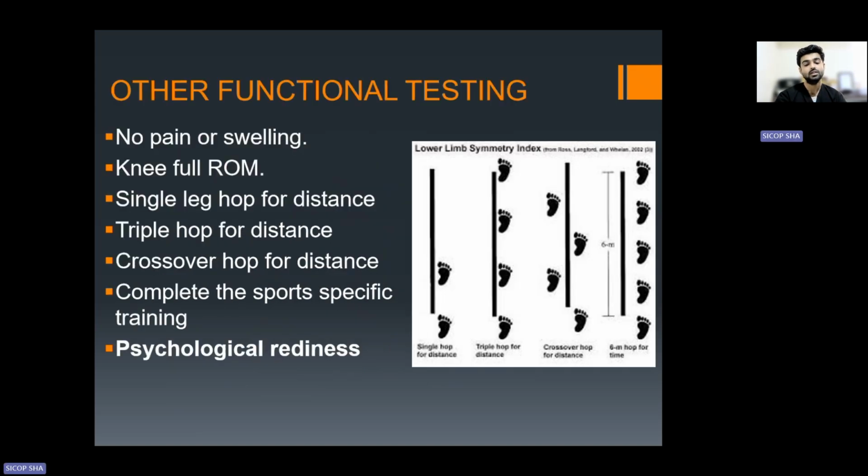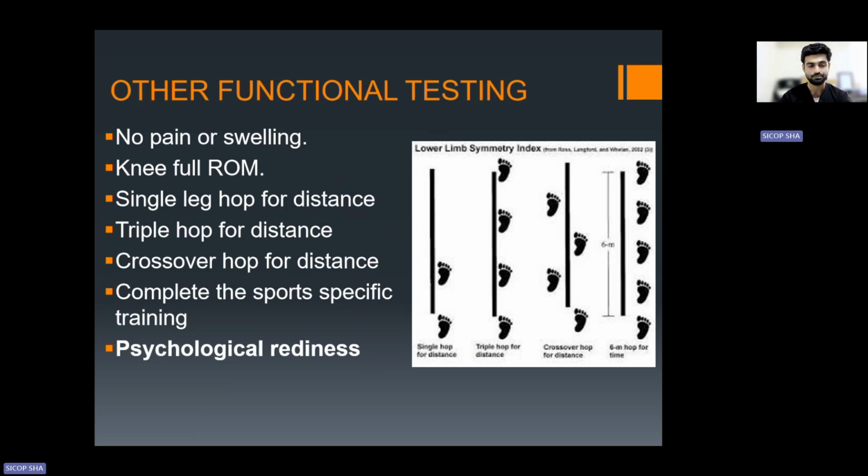Okay. Now, other functional tests are also important with the isokinetic testing, because isokinetic testing and training correlate with the functional testing. So what are the other functional tests we are considering for the return to sports journey for an athlete? First criterion, there should not be any pain or swelling around the affected leg. Knee range of motion should be full. So if an athlete is 8 to 9 months post-op and willing to return to sports, but still has a limited last 20 degrees of knee range of motion, he is not ready to return to sports, because knee range of motion should be full.